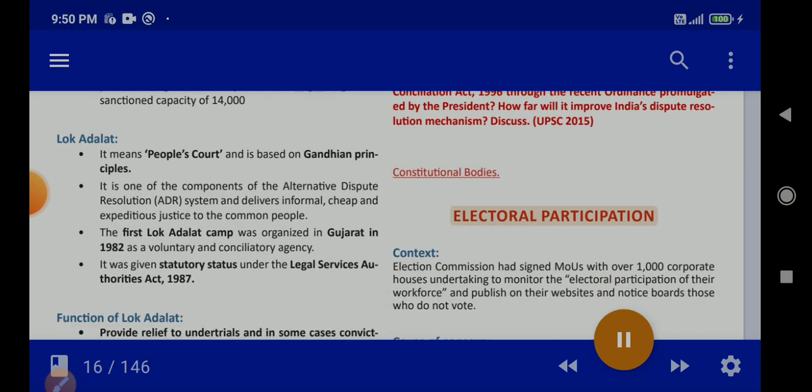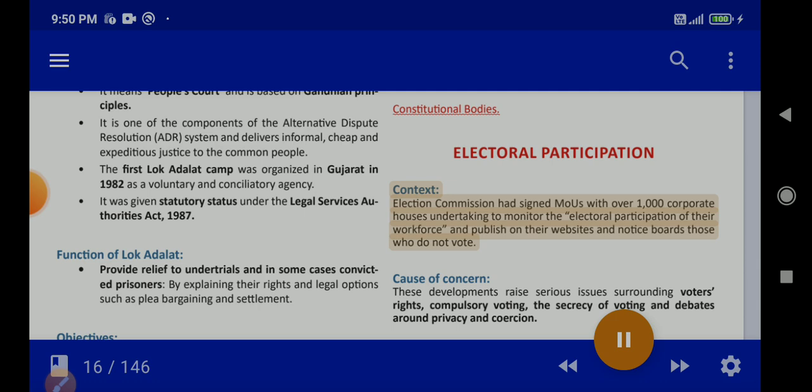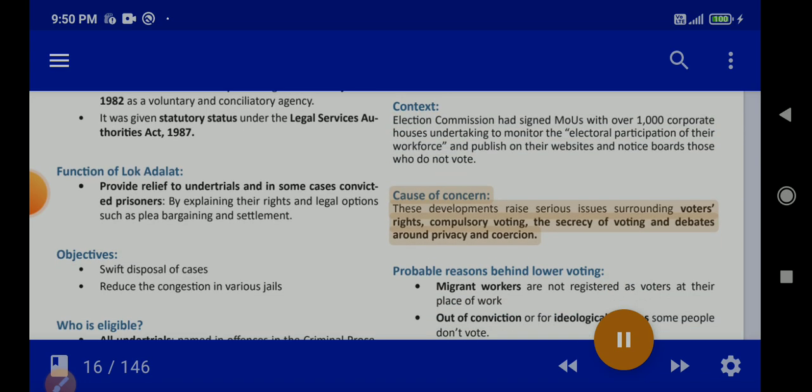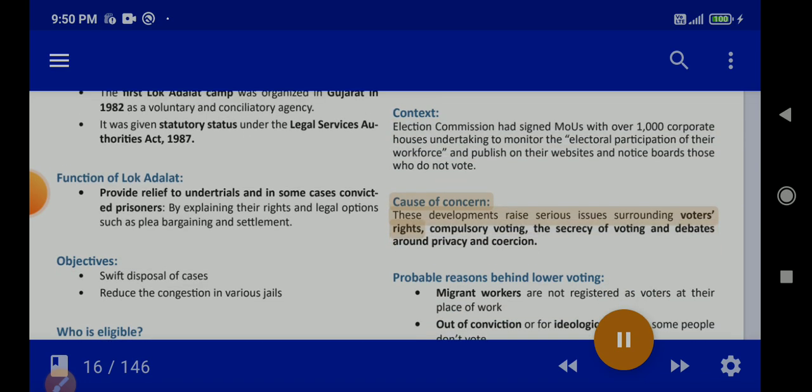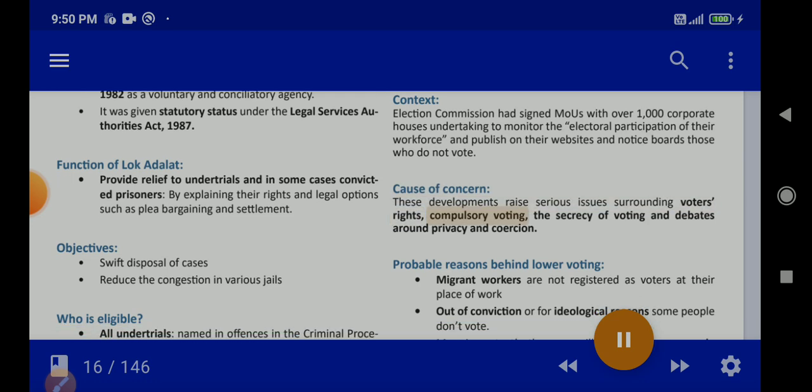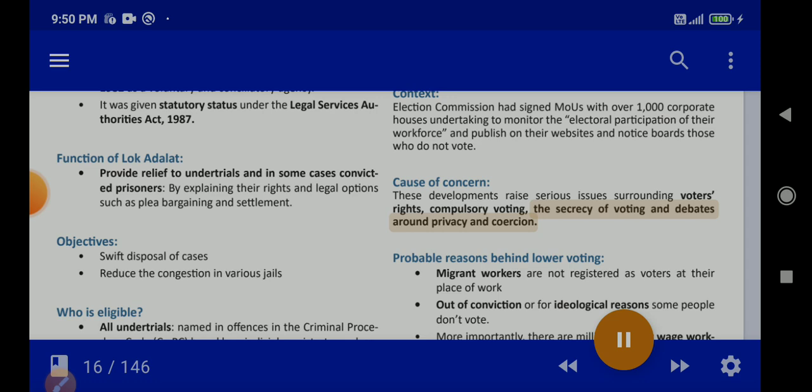Electoral participation. Context: the Election Commission had signed MoUs with over 1,000 corporate houses undertaking to monitor the electoral participation of their workforce, and publish on their websites and notice boards those who do not vote. Cause of concern: these developments raise serious issues surrounding voters' rights, compulsory voting, the secrecy of voting, and debates around privacy and coercion.